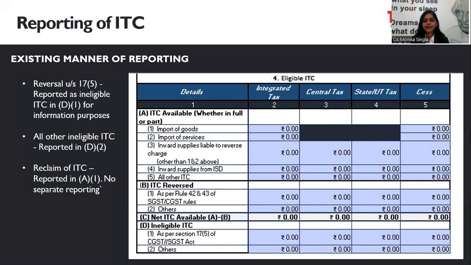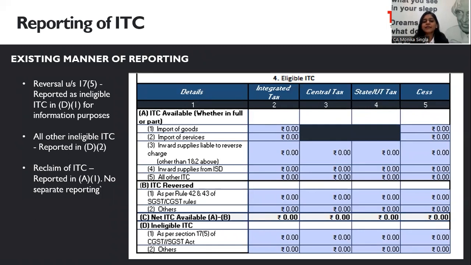This contains the ITC in respect of import of goods, ITC in respect of import of services, ITC in respect of inward supplies that are liable to reverse charge, but other than import of goods and import of services, the ITC in respect of inward supplies from input service distributors, and all other ITC.